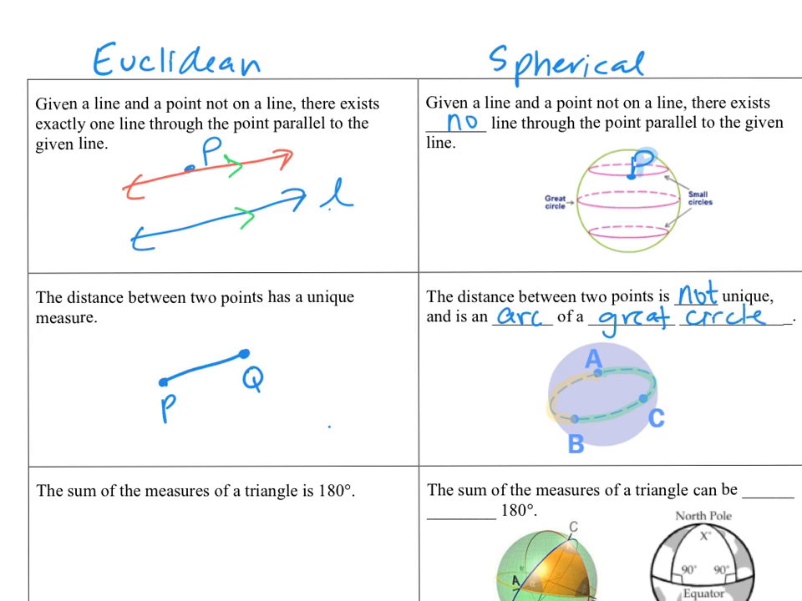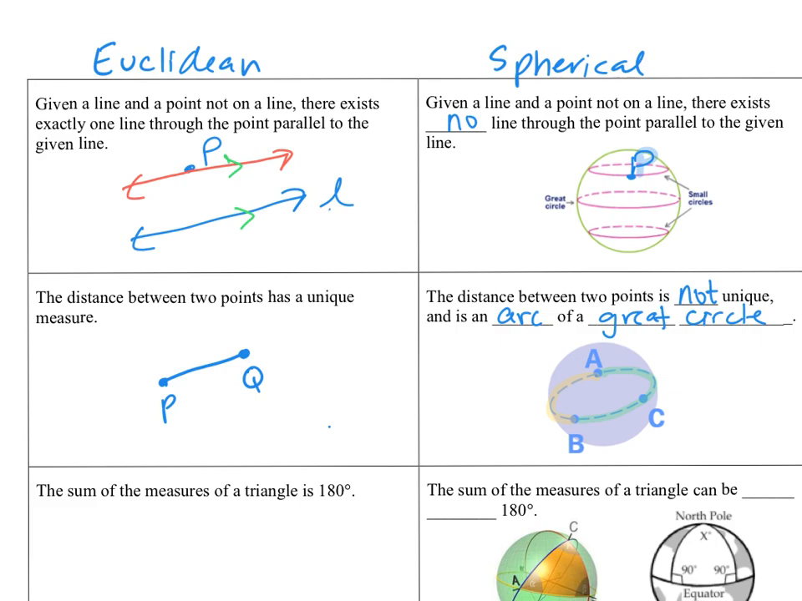Okay, so for example, the path that I flew from Chicago to Tokyo was an arc of a great circle. And that distance was not unique. The pilot could have taken off and gone in the opposite direction and flown the long way around, taking a major arc. We would have gotten from Chicago to Tokyo, but it would have taken a lot longer. So the distance between 2 points in spherical geometry is not unique.